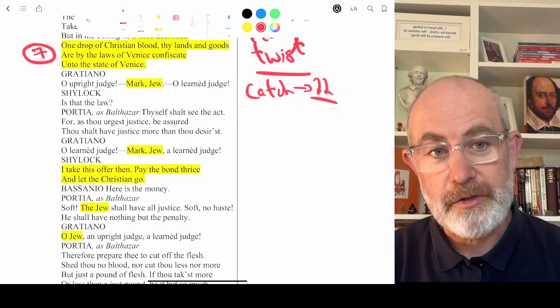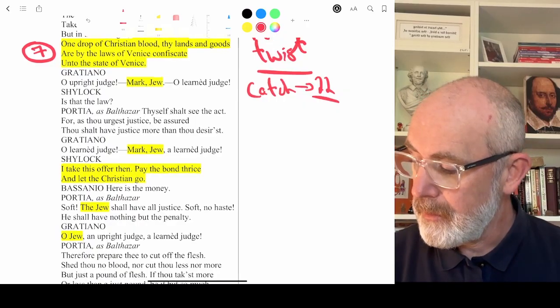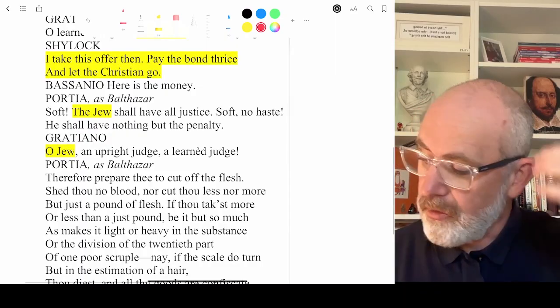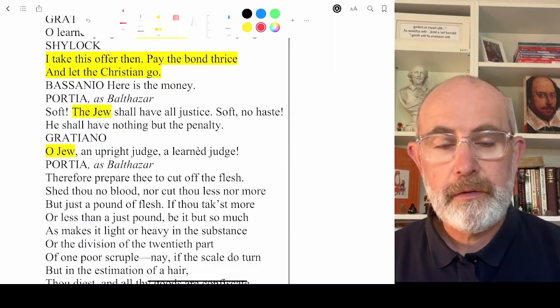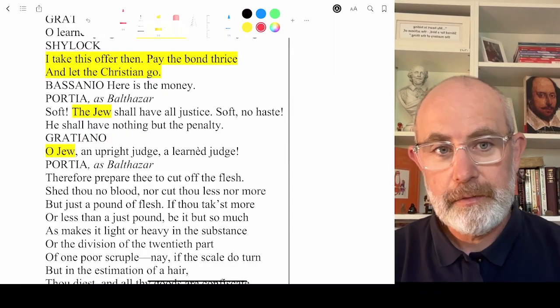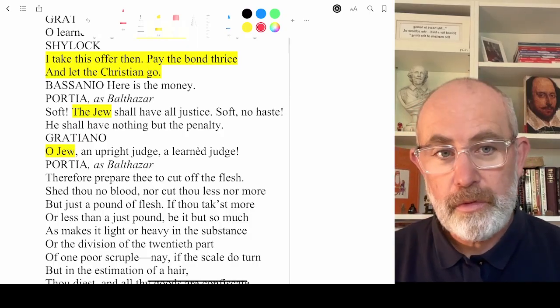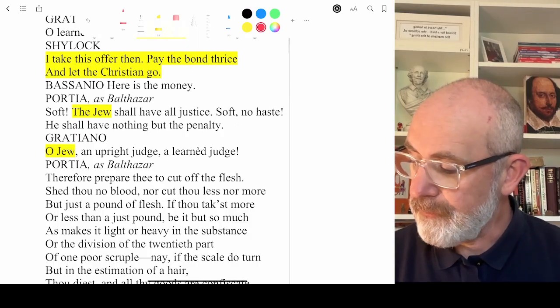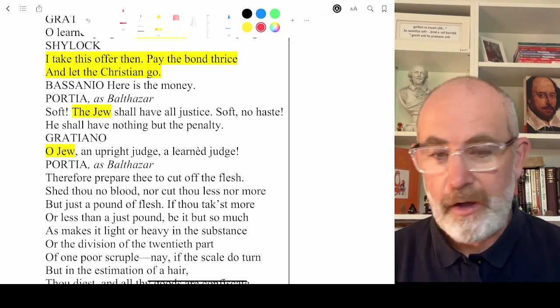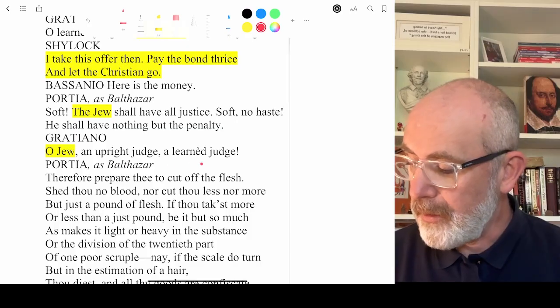He desperately tries to scramble back. "I take this offer then, pay the bond thrice and let the Christian go." Right, fair enough, I'll take my money. And of course, he's told no. "The Jew shall have all justice. Soft, no haste, he shall have nothing but the penalty." So she's driving it home. "Oh, Jew, an upright judge, a learned judge."